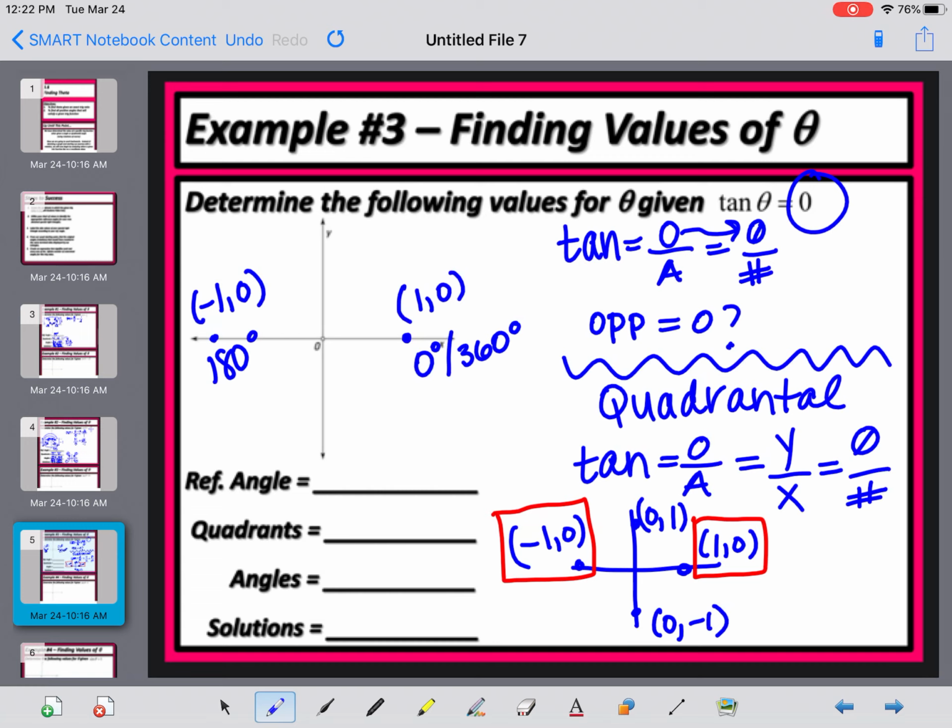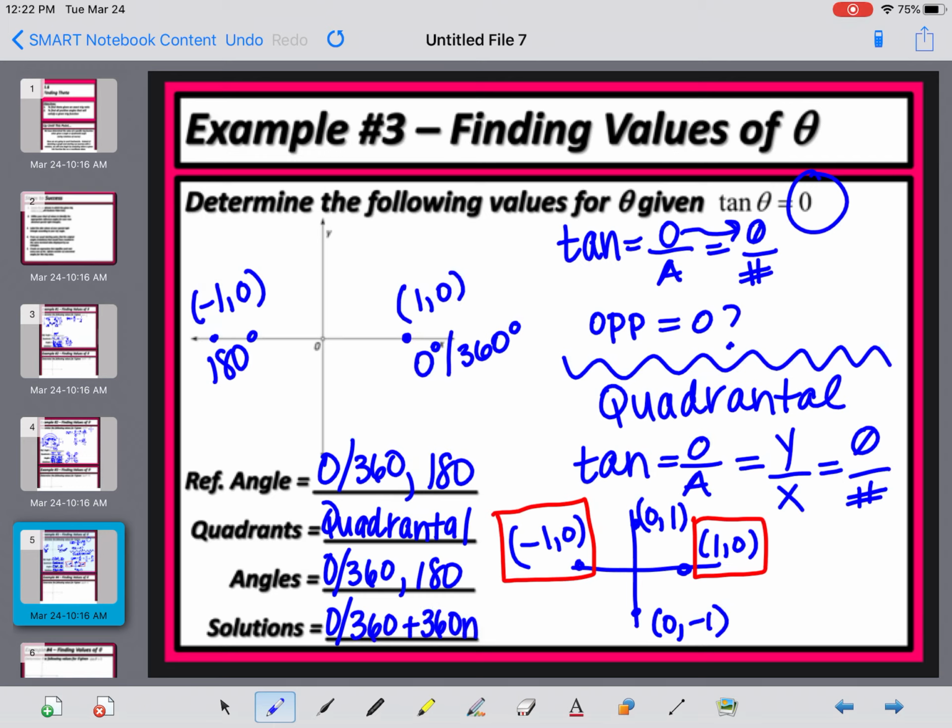So your reference, you could say 0, 360, and 180. For quadrant, we're just going to say quadrantal, because it's not really in a quadrant, it's on an axis. Okay, angles, again, we say 0, 360, and 180. And then your solutions, you could pick either 0 or 360. You could give them both like that. And then 180 plus 360n. Okay, so the quadrantals are definitely more difficult.